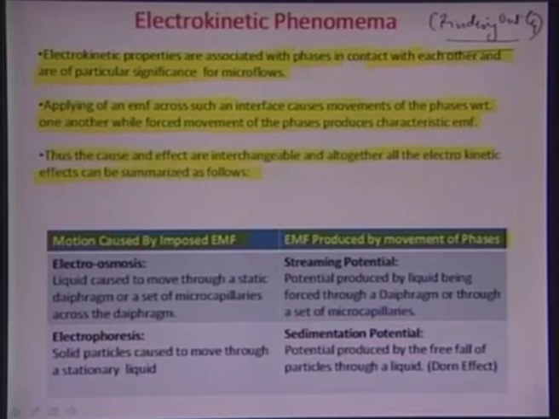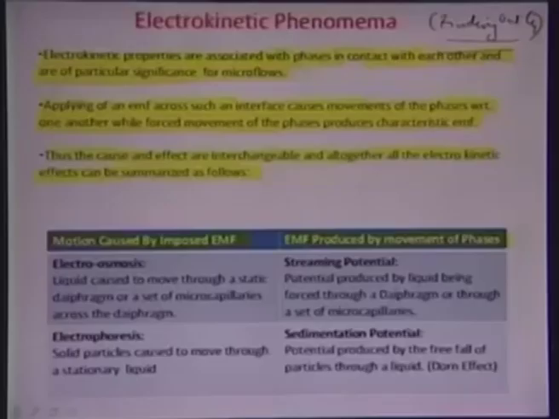Okay. So, in one kind of phenomena, you impose an EMF or subject a potential and try to study the flow or the motion of the charges or the charge separation of the double layer which happens. In another instance, you are basically producing an EMF by forcing a certain interface over another which develops this double layer charging. So, there are four different mechanisms which can be categorized into these two subtypes.